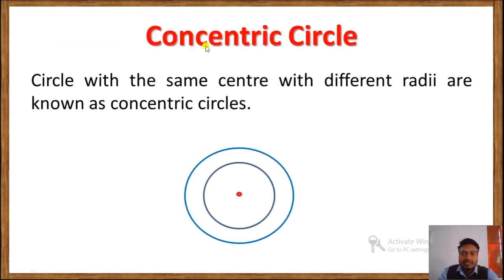Then we have concentric circles. Circles with the same center and different radii are known as concentric circles. Here you can see two circles and one center point. Using this center point only, I have drawn two circles. This is the first circle and this is the second circle. The radius of this circle may be 5 and of this circle may be 3. For drawing these circles I have used the same center, so this is a concentric circle.